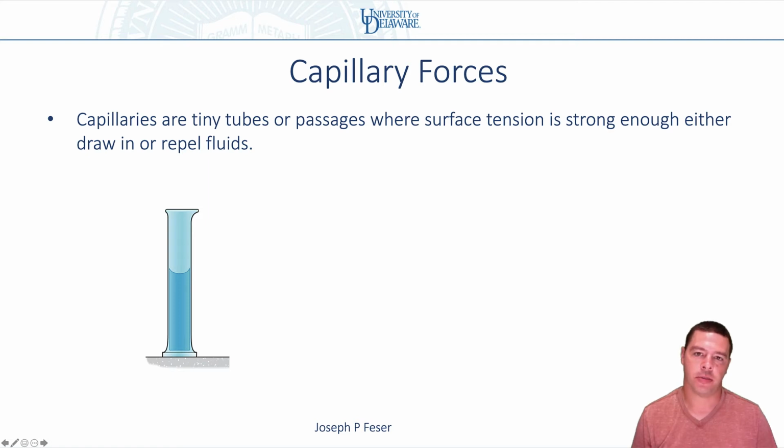All right, so now let's talk about the extension of surface tension to situations where the liquid is also in contact with a solid. So that's generally called capillaries or capillarity. Capillaries are basically tiny tubes or any passage, really, a pore, where surface tension is strong enough to pull in or even push out, in some cases, the fluid that you're interested in.